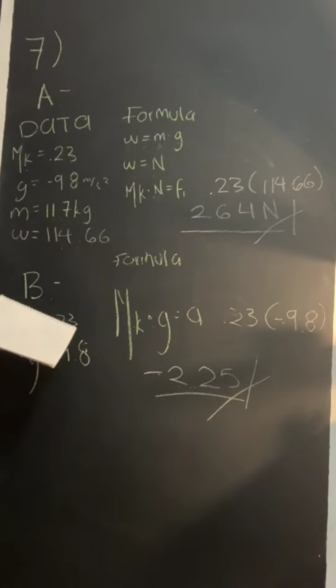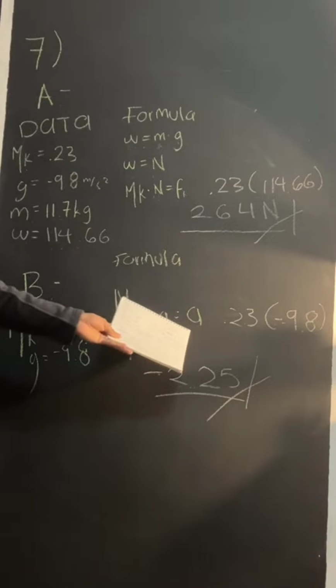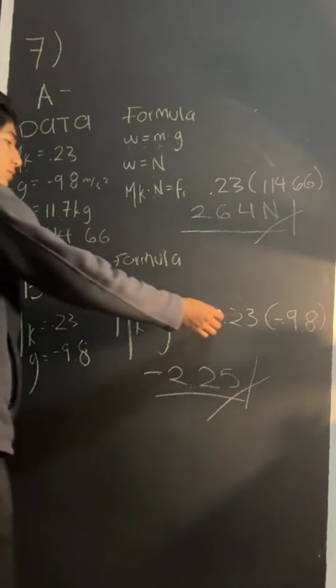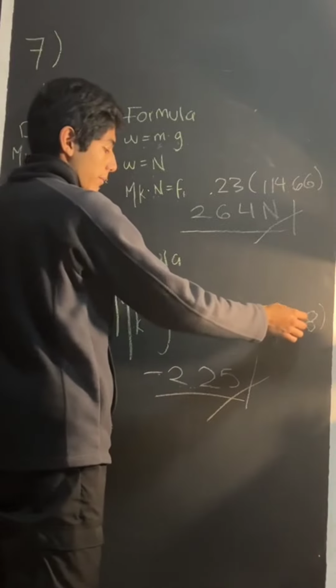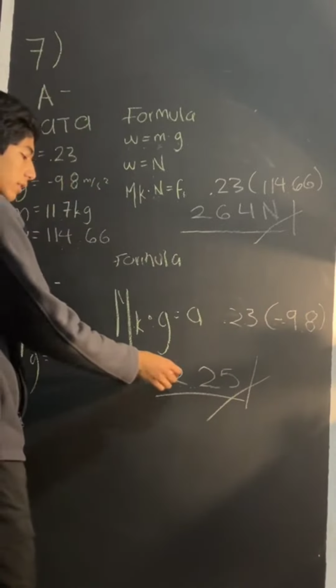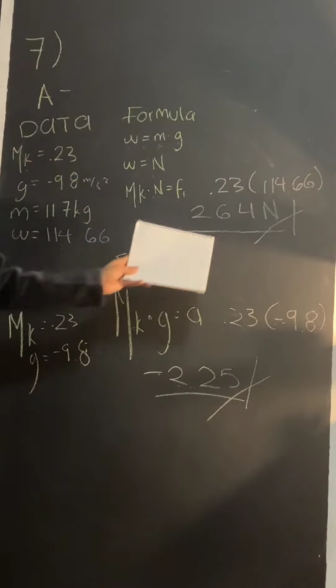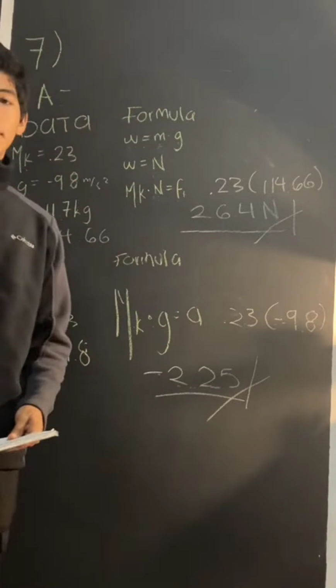In part B, we only need the acceleration, which is obtained by mu times gravity, and it is 0.23 times negative 9.8, which equals negative 2.25. These are the final answer for part A and the final answer for part B.